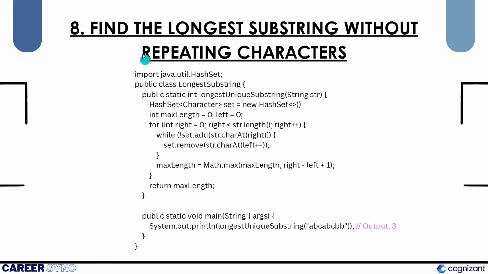So the next question is find the longest substring without repeating characters. The best method for this problem is the sliding window technique using a hash set. Expand the window from left to right until you encounter a repeated character. At this point, slide the left boundary to remove the duplicates and keep tracking the maximum length. This method works efficiently and is ideal for large strings. So this is how it's done.